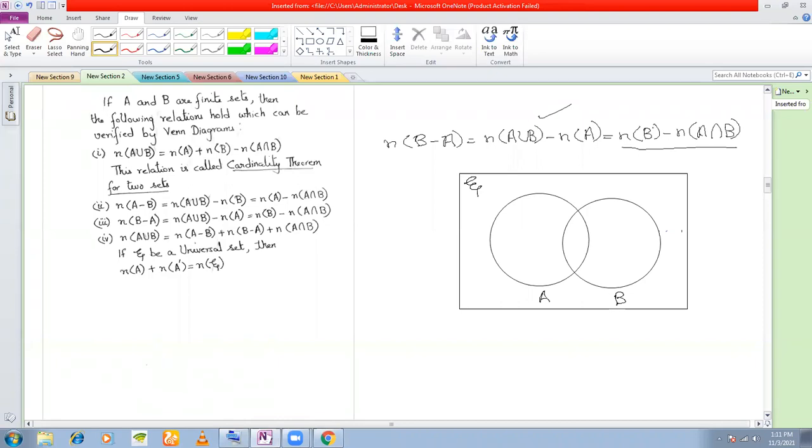Okay. So now see what do you have on the right hand side? You have cardinality of B. That means which part represents the set B? This entire circle represents the set B. Right? Minus cardinality of A intersection B. So from cardinality of B, you are removing all the elements of A intersection B. So which part are you removing here? You are removing the common part. So if you are removing the common part, what are you left with? B minus A. Yes, you're only left with this part.